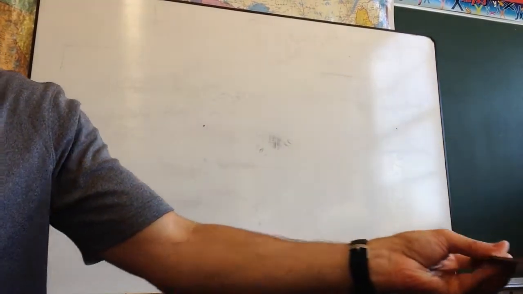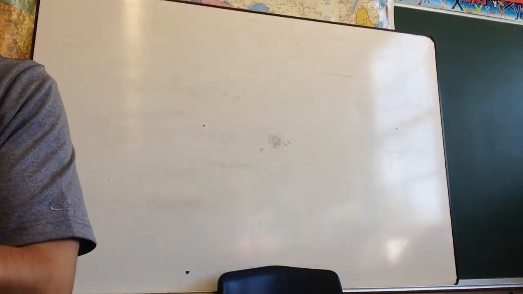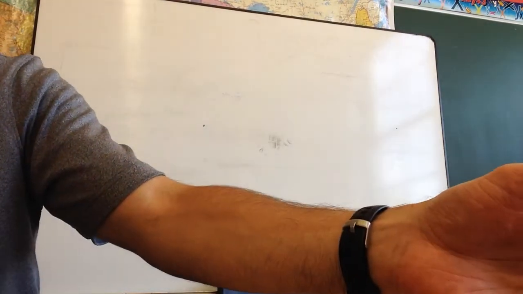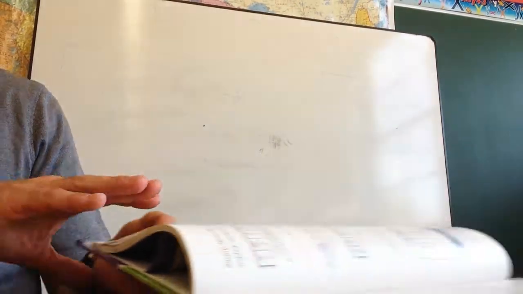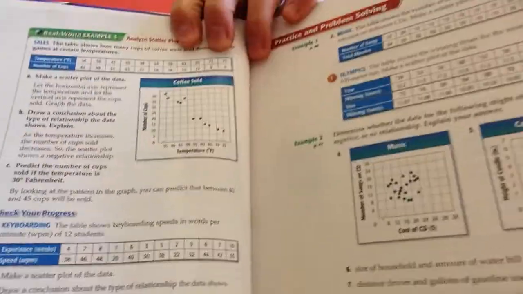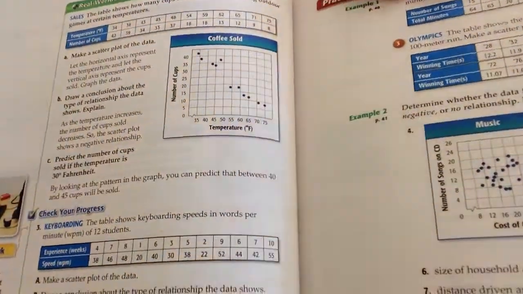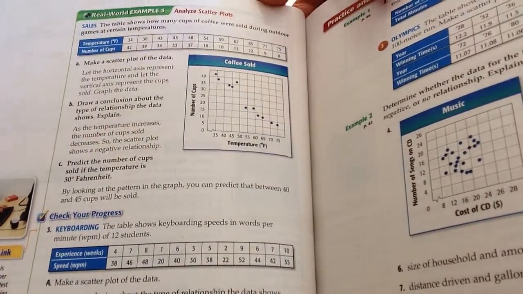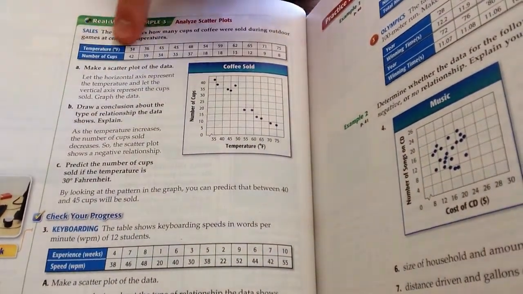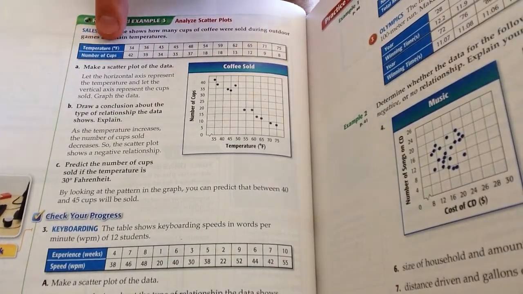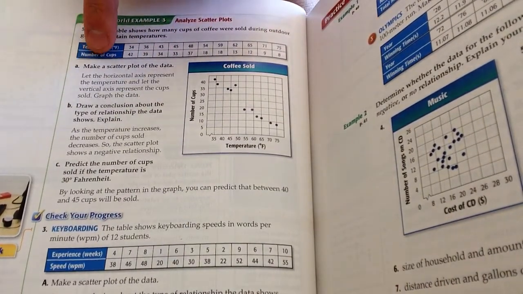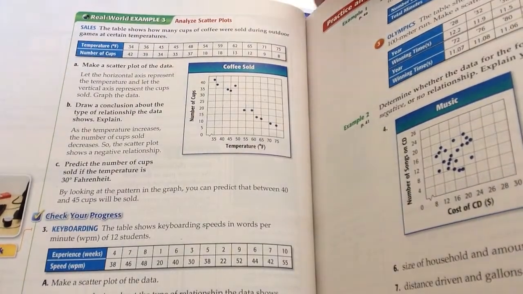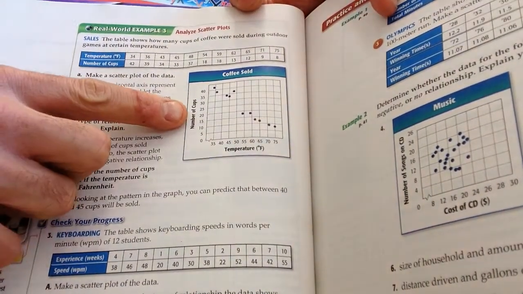Now I want to show you an example from the book that will hopefully help explain how something like this might be used. It's basically showing coffee sold during outdoor games. Let me try to adjust the camera a little so I can get you a better view. If you look at this example from the book, they give you the table of data on top, and then they took these points with x being temperature and y being number of cups, and they put them on a graph, which is here.